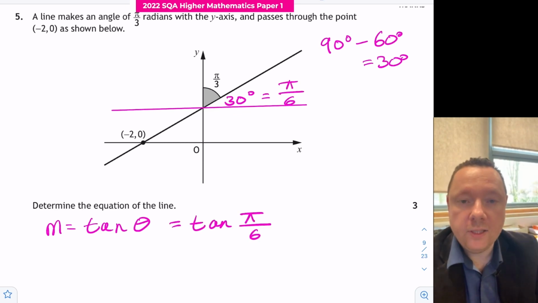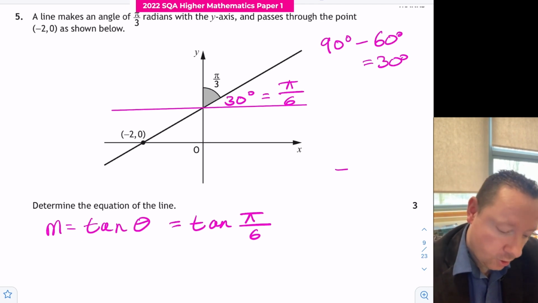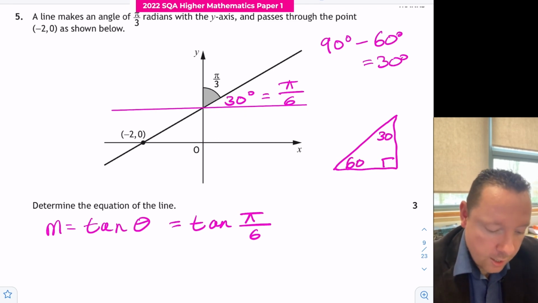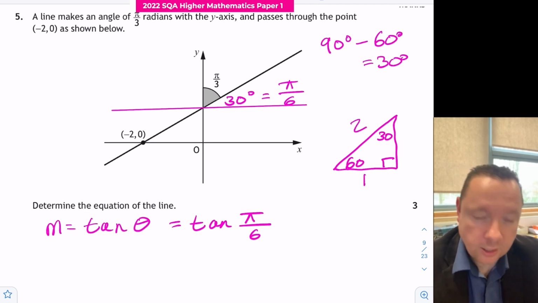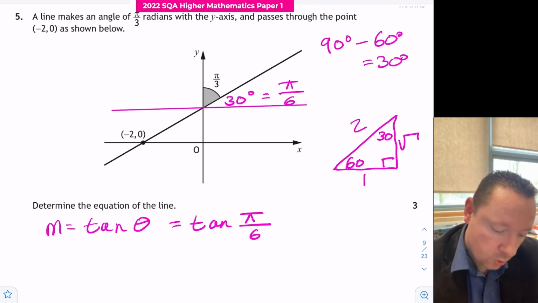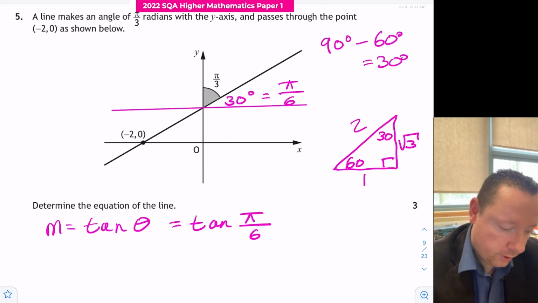So if you're not sure what the tan of pi over 6 is, or the tan of 30, you can use an exact value triangle. So there's the one that I like to know. If we've got 60 down here and that's 30 up here, you think of this as being 2 and that's 1, and then using Pythagoras, 2 squared minus 1 squared is 3, so that's the square root of 3. We can clearly see the tan of 30 is 1 over root 3. So the tan of pi over 6 is 1 over root 3.